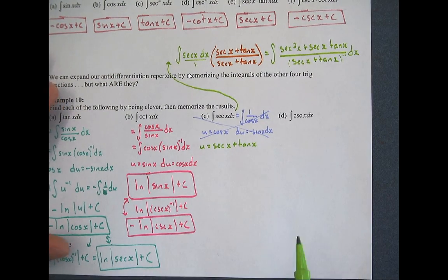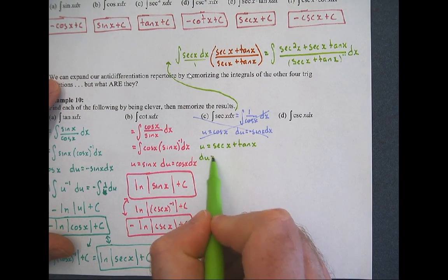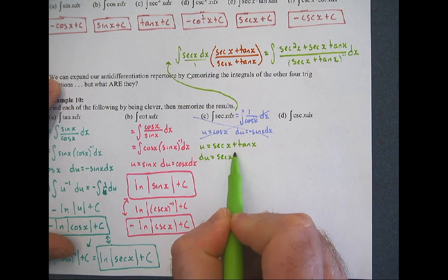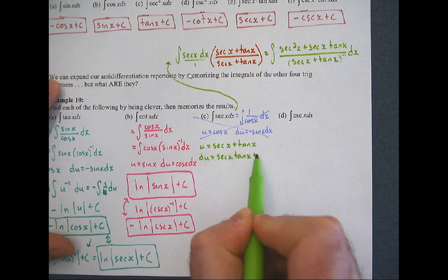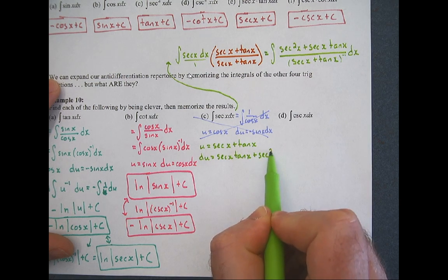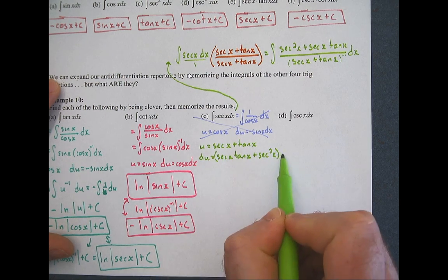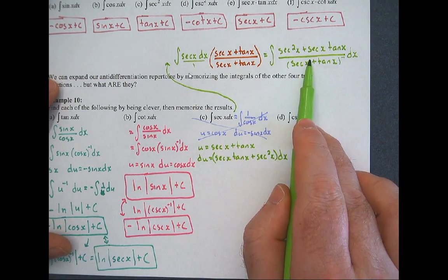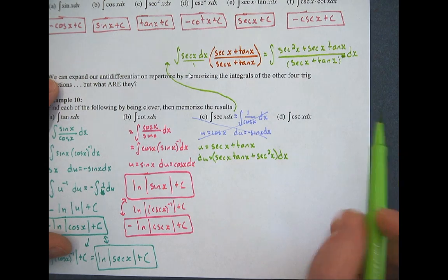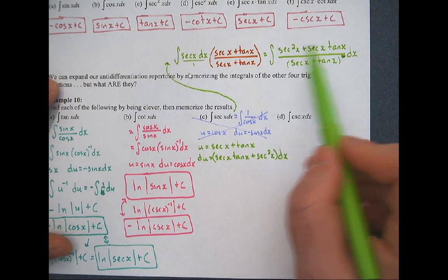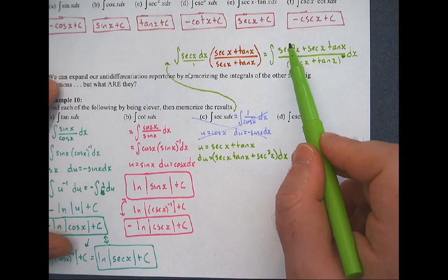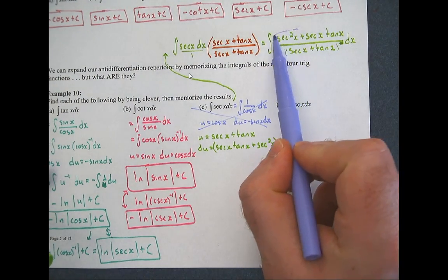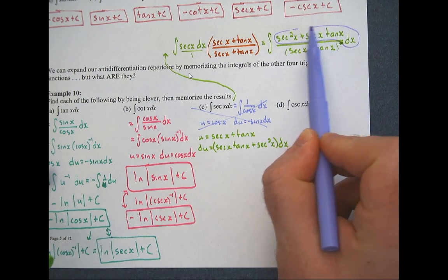Ready for some mathemagic? Du, my derivative, what's the derivative of secant? Is secant tangent. What's the derivative of tangent? Is secant squared. Which amazingly, it's pretty amazing whoever came up with this. I don't want to get rid of that so I don't confuse myself. So this here, all of this is going to roll together to become my du.